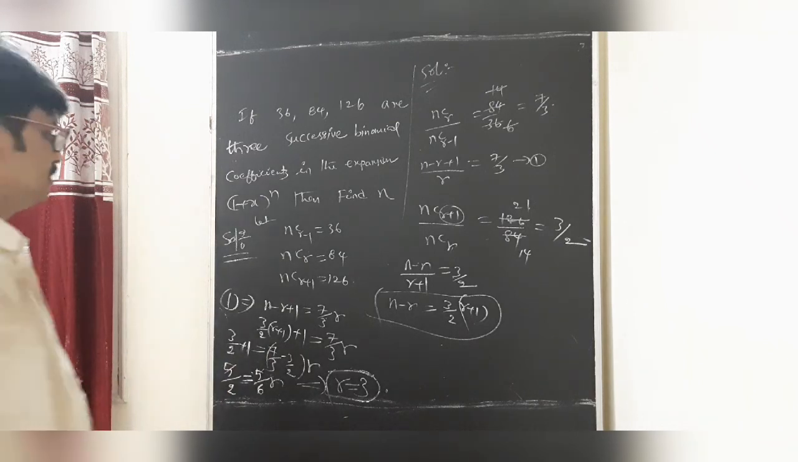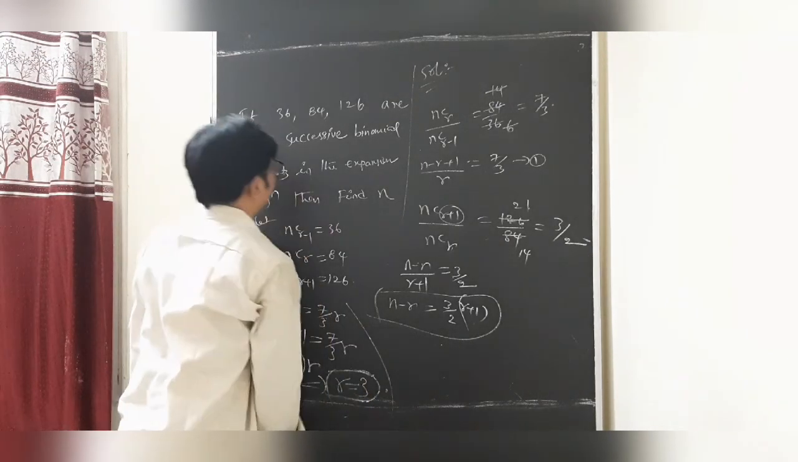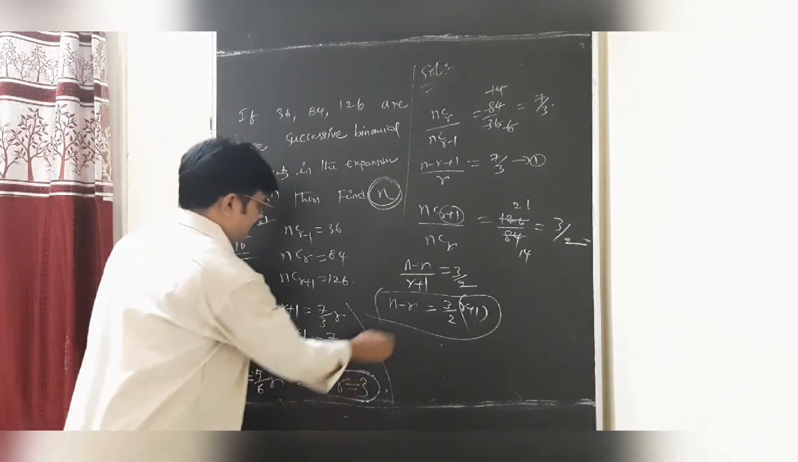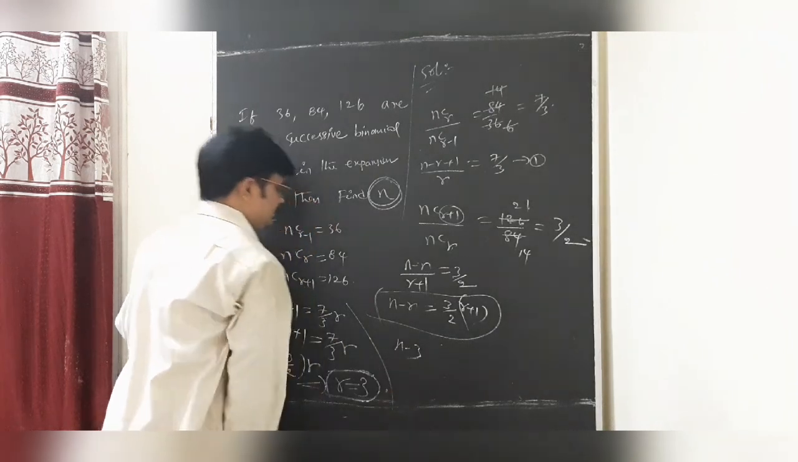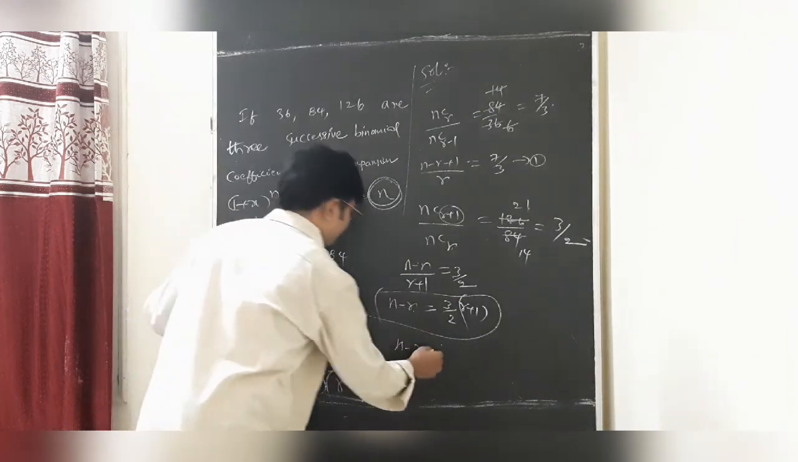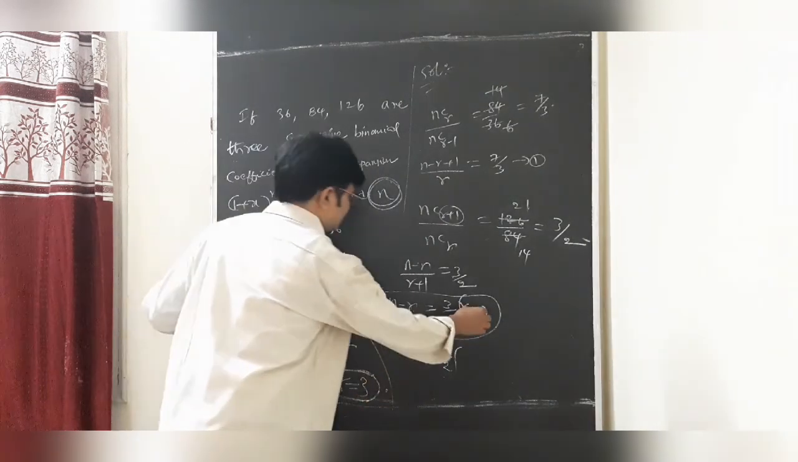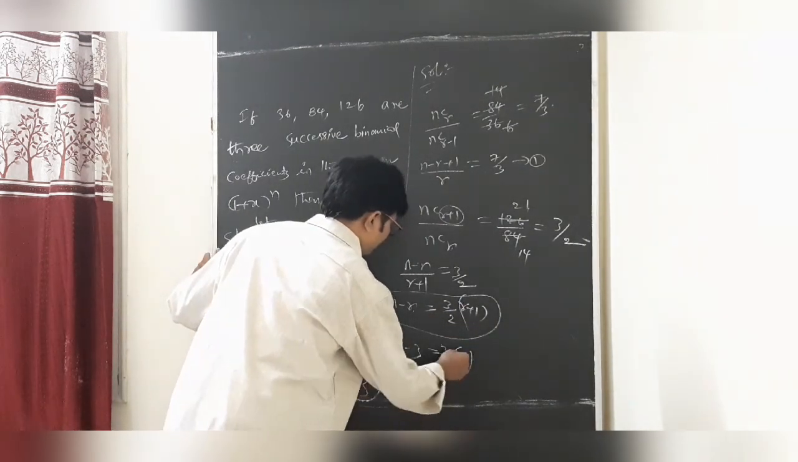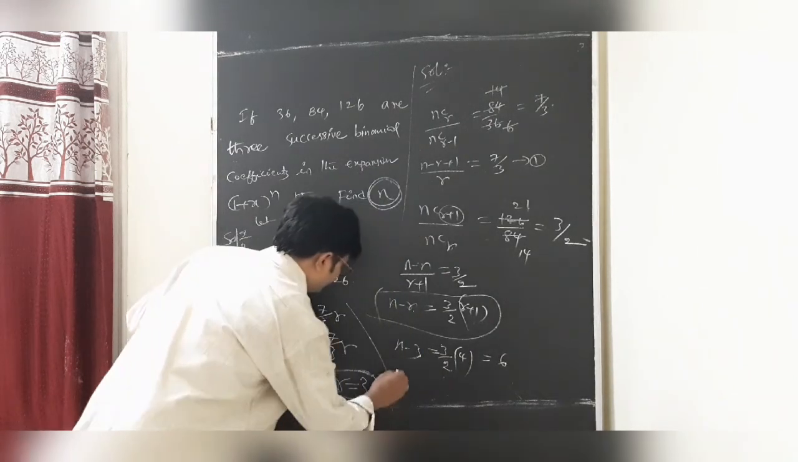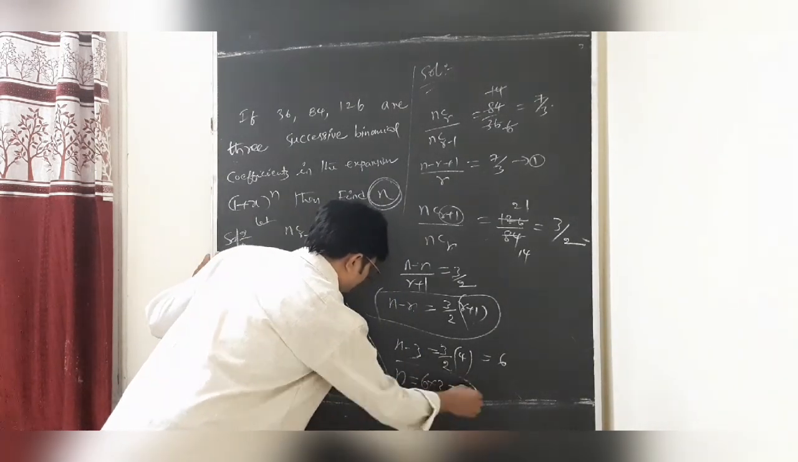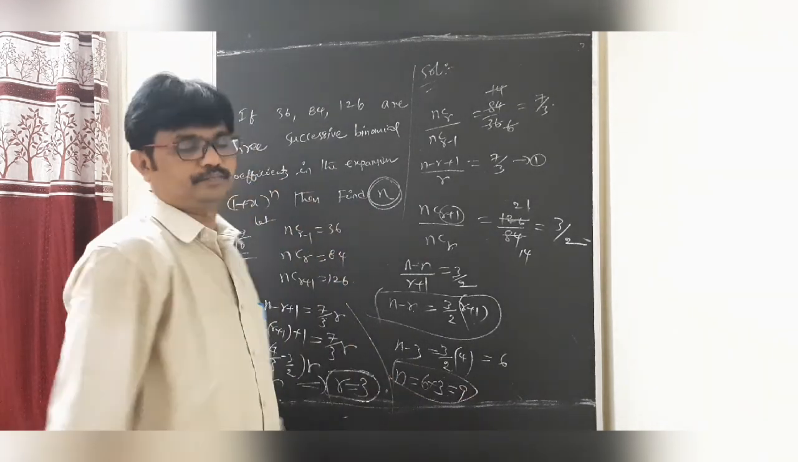So students, right now we have to find the value of n. This is n minus 3. Dear students, n minus 3 equals 3 by 2 into r plus 1. 3 plus 1 is 4. 2 ones are 2, 2 twos are 4. That is 6. The n value is 6 plus 3, equal to 9.